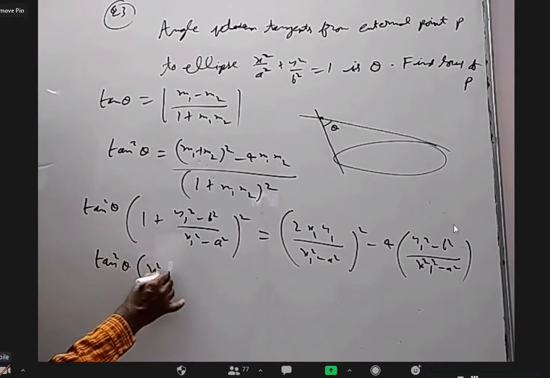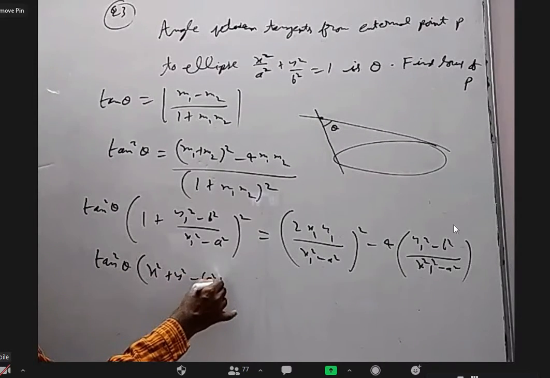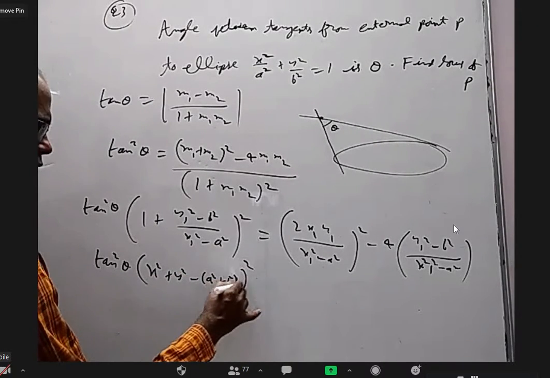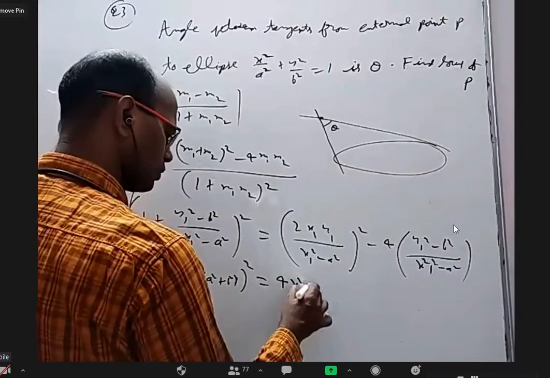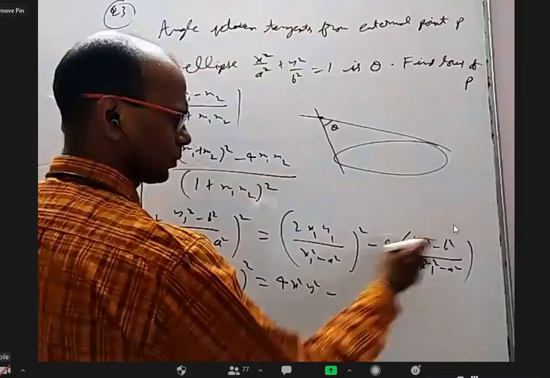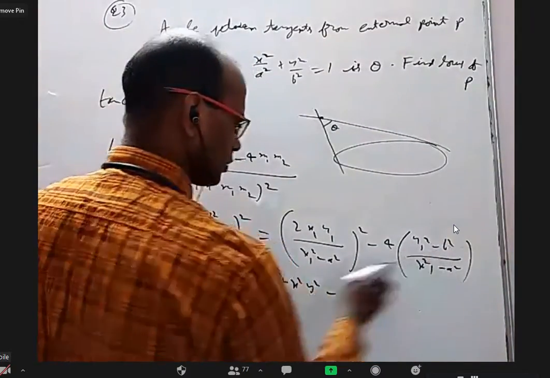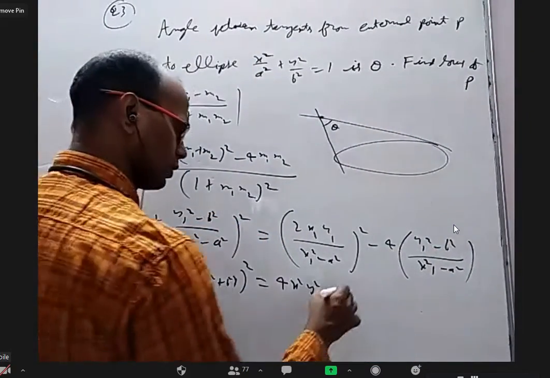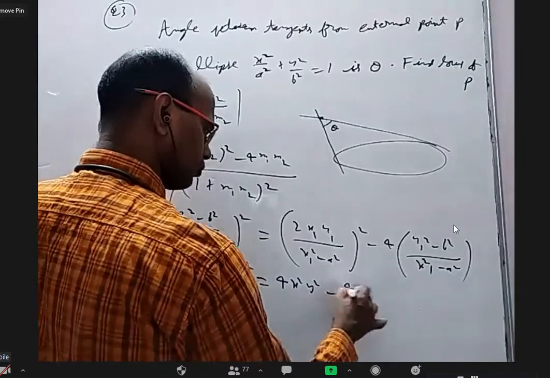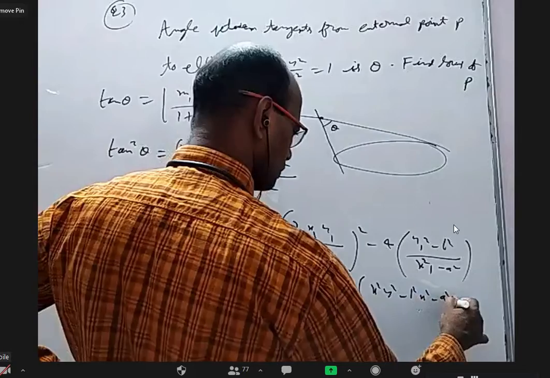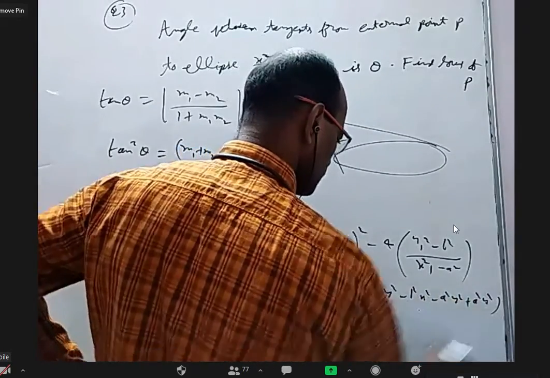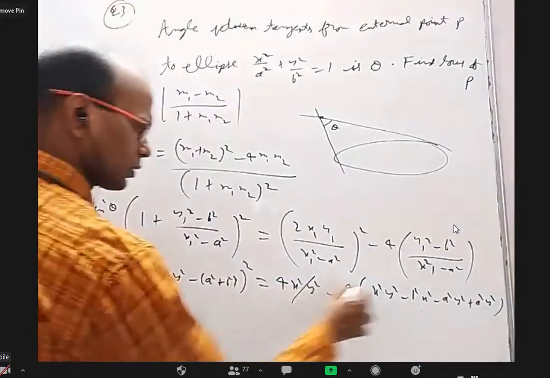I can take the LCM, and we'll get (x square plus y square minus (a square plus b square)) whole square. The denominator is the same. If I expand this, 4x square y square, here I have to multiply with this because this is a square and this is without square. So I'll get 4 into x square y square minus b square x square minus a square y square plus a square b square. This and this will cancel.